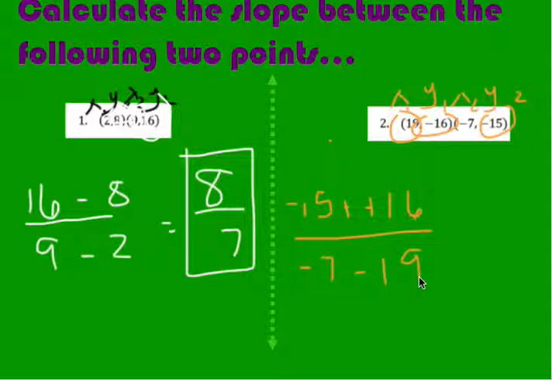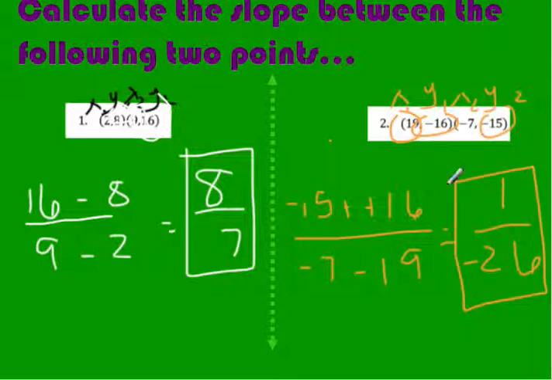So negative 15 plus 16 is going to give us 1. Negative 7 minus 19: when you have a negative number and you subtract off another number, you're going to have a larger negative number. I really took 7 and 19 and added them together, and it's going to be negative since they are both negative.